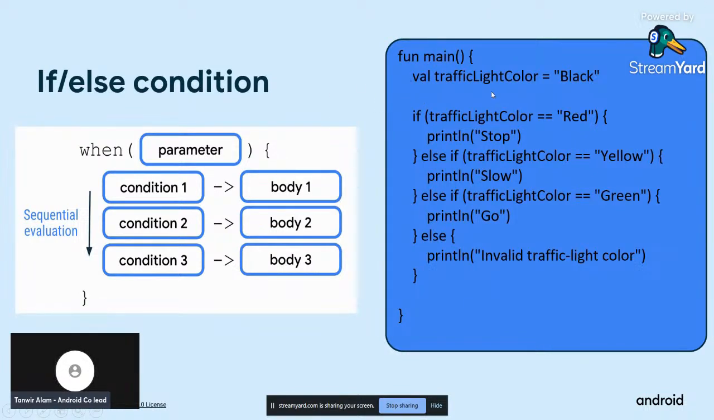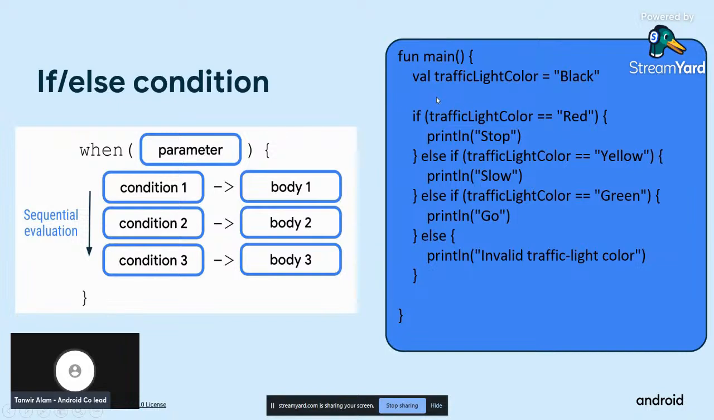It's very simple. We pass a condition in the if block. If that condition is satisfied, then the statement in the body executes. If it isn't satisfied, then the statement in else executes. And if we want to add more conditions, we can use else if blocks.